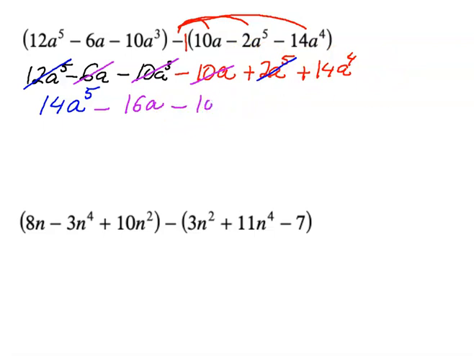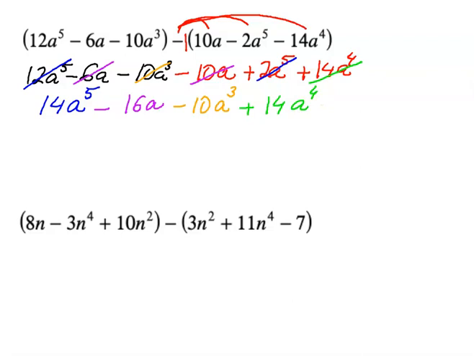I wanted to change the color so you can see where that number came from. So it's going to be negative 10a cubed. And as you can see, we pretty much took care of a lot of things here. Now we have one more. Notice that we still have 14a to the 4th power. There are no other terms with a to the 4th power, so we still have to write this term down.